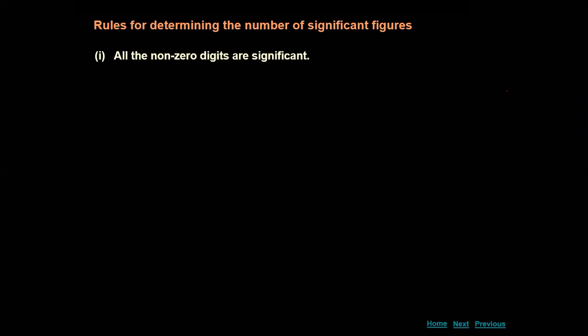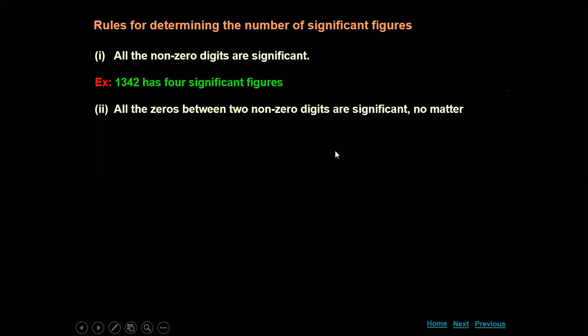Suppose you see the example 1342. How many digits? Four. All are non-zero digits, so these four are significant. Four significant figures are there. If they give this number, we can say there are four significant figures. Next, one more rule.